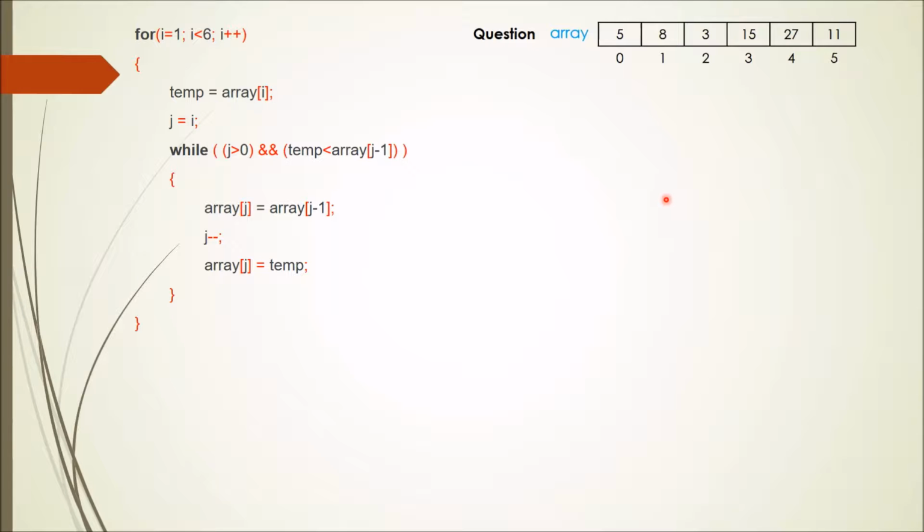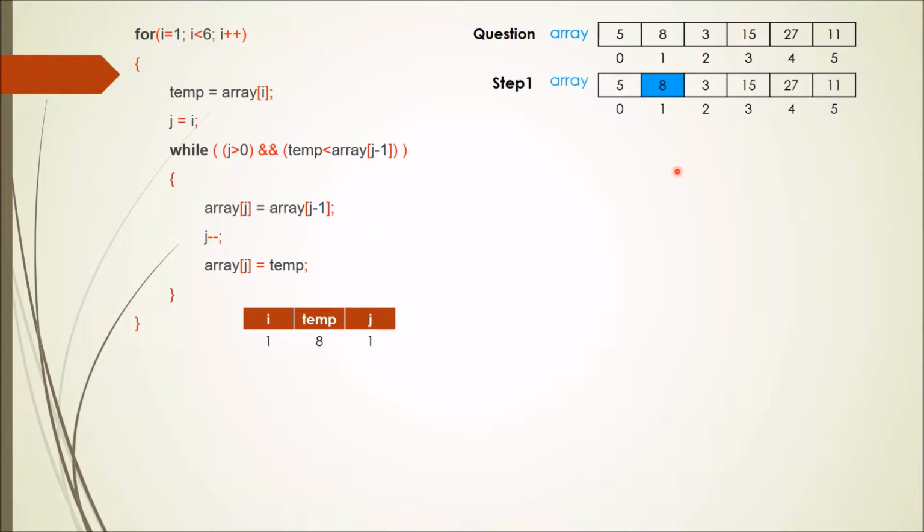Here is the algorithm and the example question for insertion sort, which we will go through step by step. So the first step is to set the counter I to the value of 1, because insertion sort always starts from index 1. The value of 6 is the size of the array, and then temp here is to temporarily hold the array value, which is now 8, so temp is holding the value of 8. J is equal to I, so J is equal to 1.